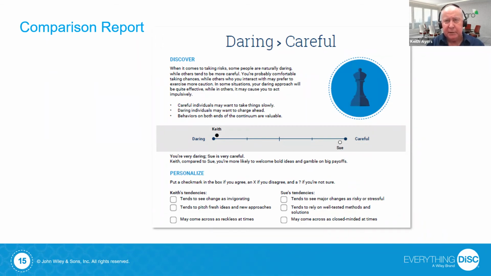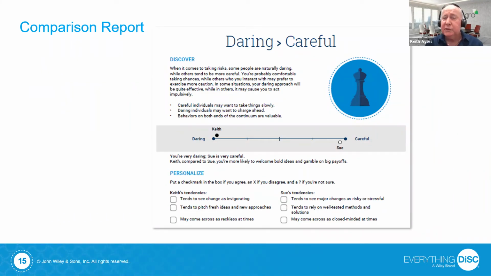That's what's in the background in the program. But it publishes a report with 6 continua in it. And it starts with the continua where you are most different. So where Sue and I are most different is on daring, careful. And then we can personalize that and look at the tendency. So I tend to see changes as invigorating. Sue tends to see major changes as risky or stressful.